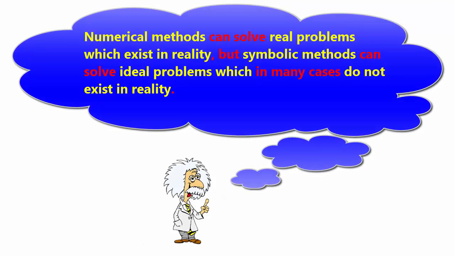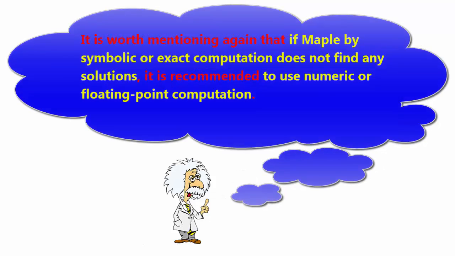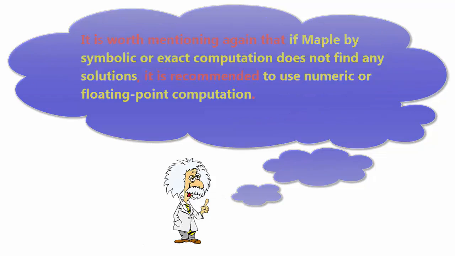Numerical methods can solve real problems which exist in reality, but symbolic methods can solve ideal problems which in many cases do not exist in reality. It is worth mentioning again that, if Maple by symbolic, or exact computation does not find any solutions, it is recommended to use numeric, or floating point computation.